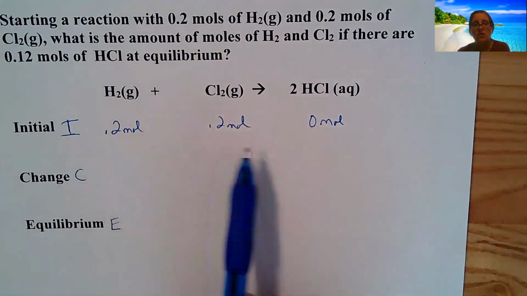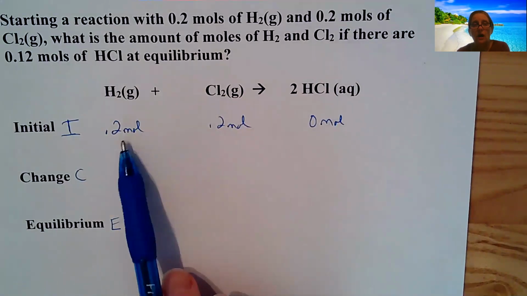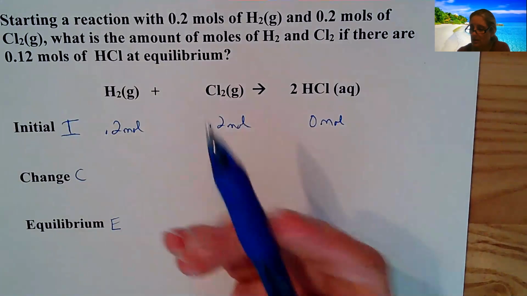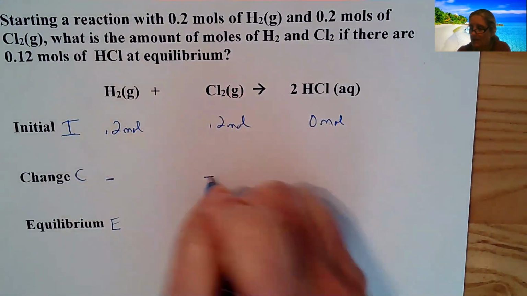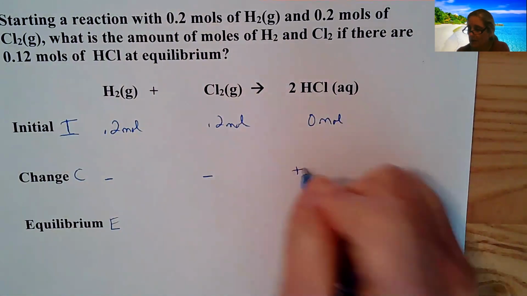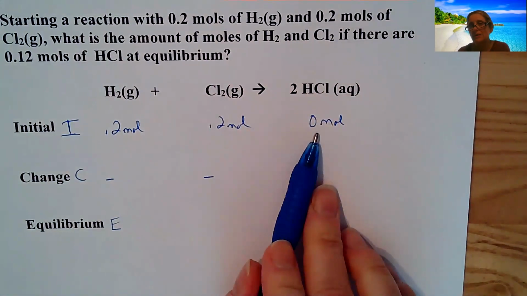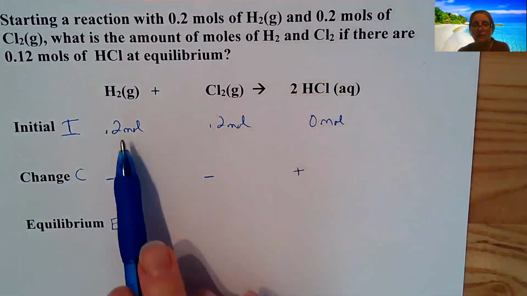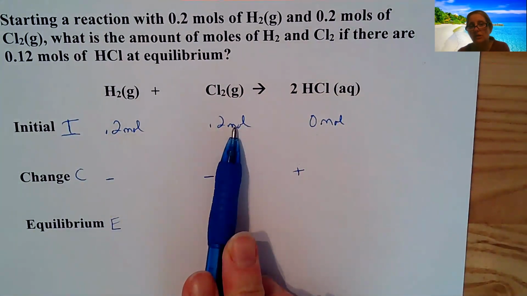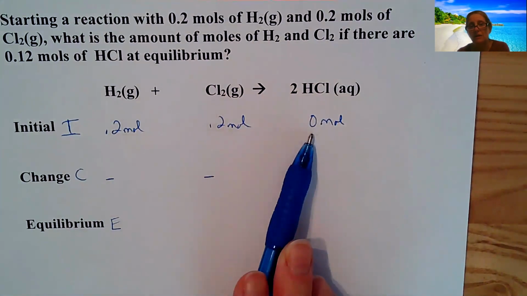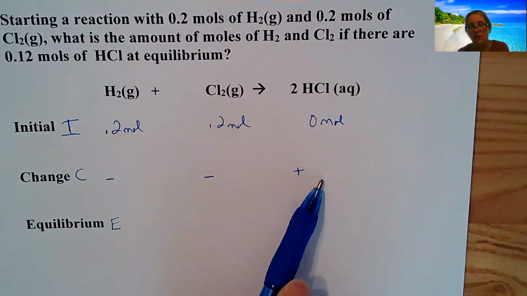Okay. Then change is happening. So change is always going to be whatever you're starting with is going to go down. So this side's going to be negative, and then whatever side is starting with 0 is going to be positive. So you can't subtract from 0. This is not math class. So you have to go, I'm destroying the hydrogen and the chlorine to make the hydrochloric acid. So these numbers have to go down. And once I make the hydrochloric acid, I'm going to have it go up.